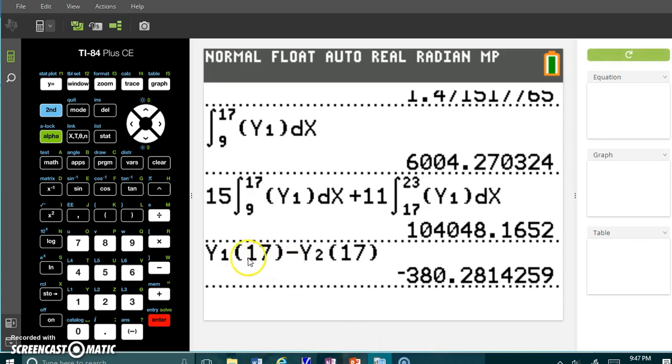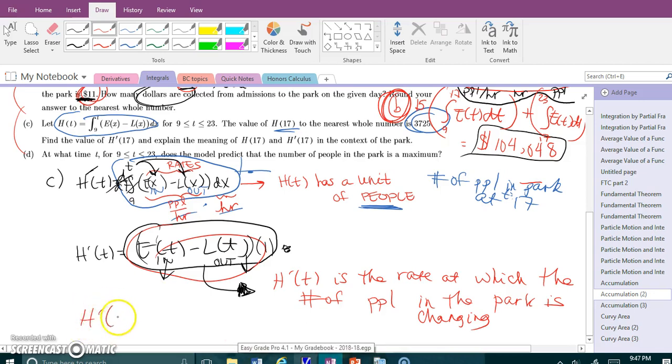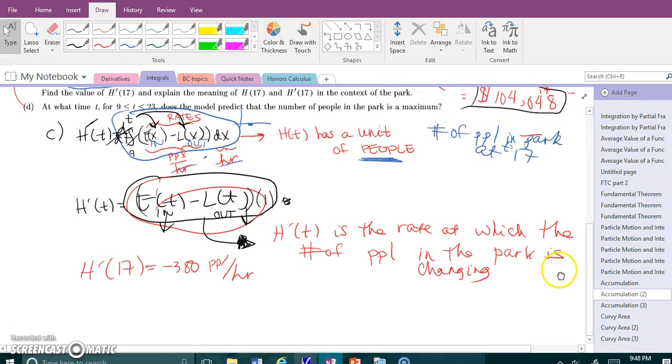So now I want to actually find it. I'm just going to do the rate in at 17 minus the rate out at 17, and I get this. I'm going to want to round that to the whole number, so I get negative 380. So h prime of 17 is negative 380 people per hour. If I'm going to interpret that, this again is the rate at which the number of people in the park is changing. And the fact that it's negative means that overall the park is losing people. So the number of people is decreasing by 380 people per hour.